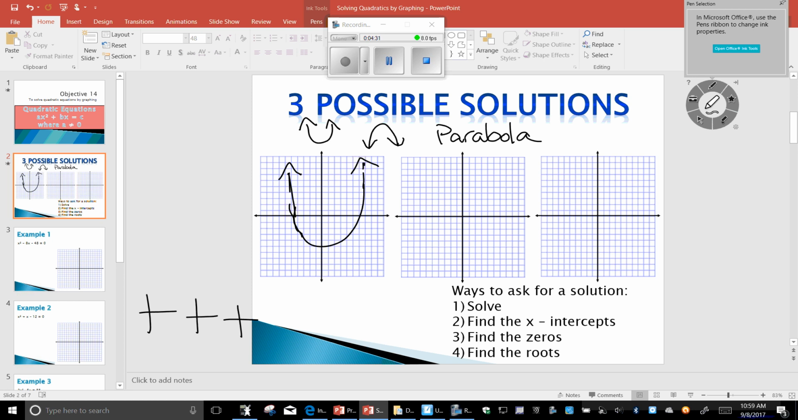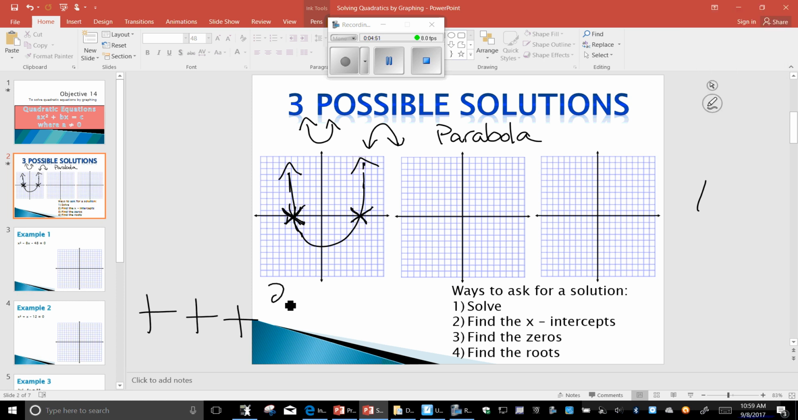So if I'm going to pinpoint a solution, I could get a marker here. There we go. I have an answer here and an answer there, a solution. And so there would be 2 solutions.